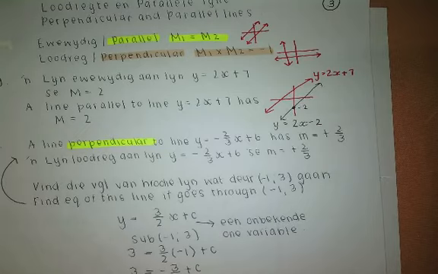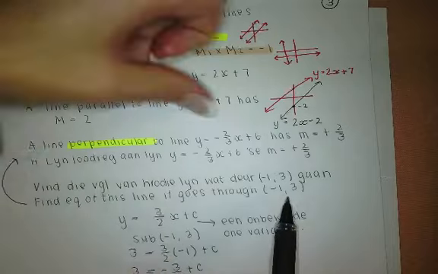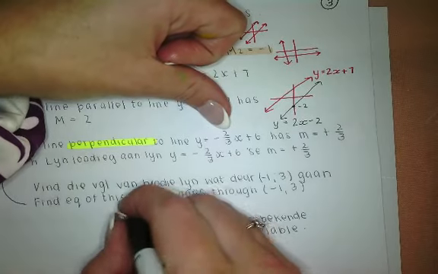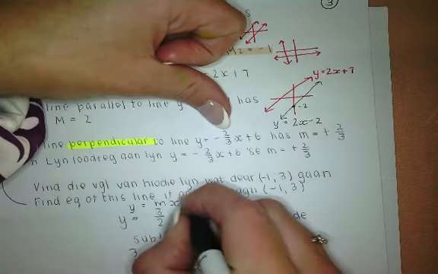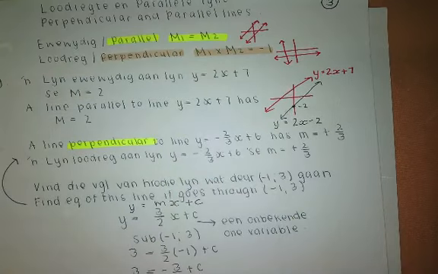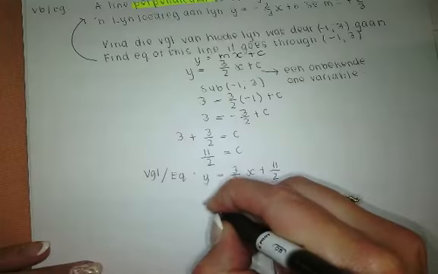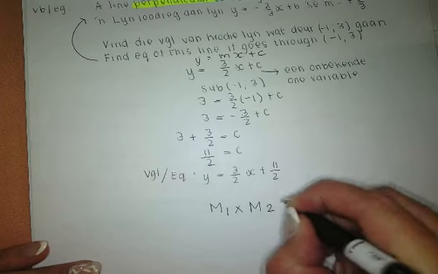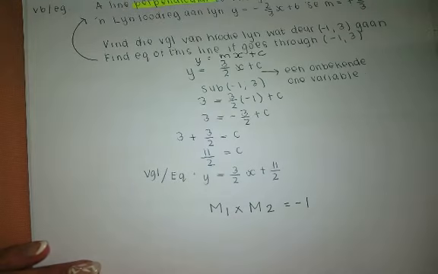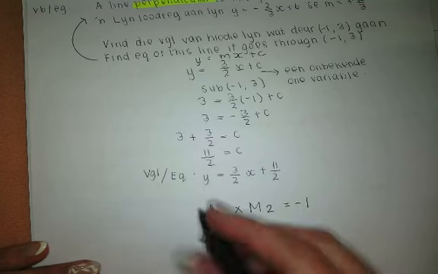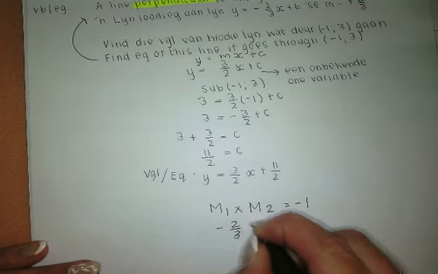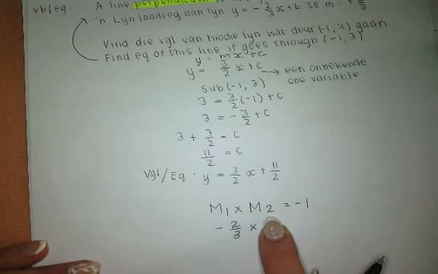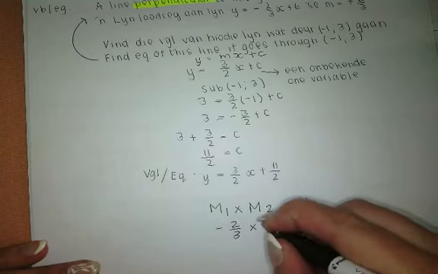What they're asking us is to find the equation of that line. So first things first, we start off with the general form: y = mx + c. They tell us that the two lines are perpendicular to each other, which means the gradient of the first line times the gradient of the second line must equal -1. What is the gradient of the first line? -2/3, right? Do we have the gradient of the second line? It's what we want to calculate.